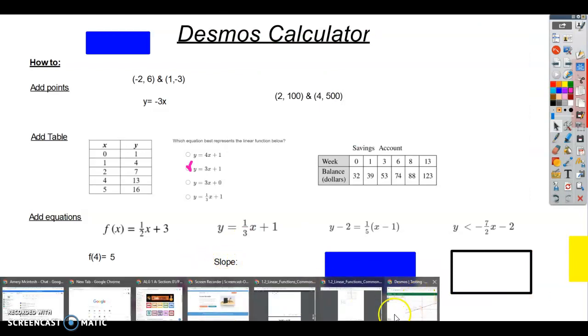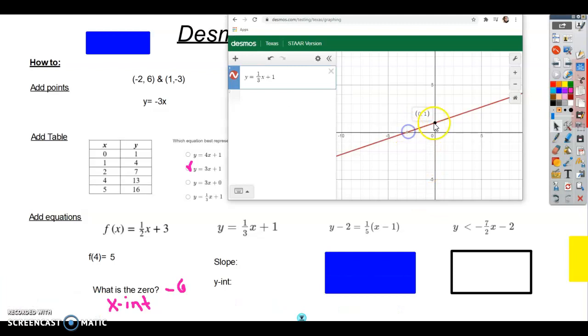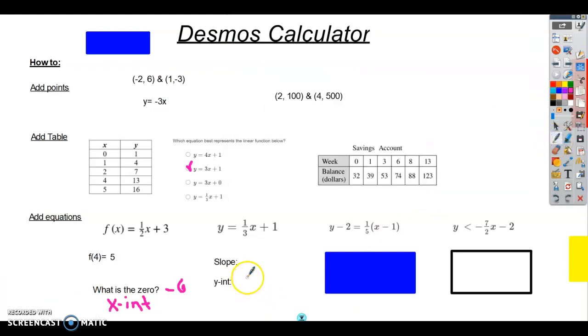So I know that my y-intercept is right here. So 0, 1. So 1 is my y-intercept. And it's also found right here, right? Because this is your b, your y-intercept. And then the slope is this one right here, the one that has the x. So my slope is 1/3. Pretty easy, okay? The next one, let's type this in Desmos.